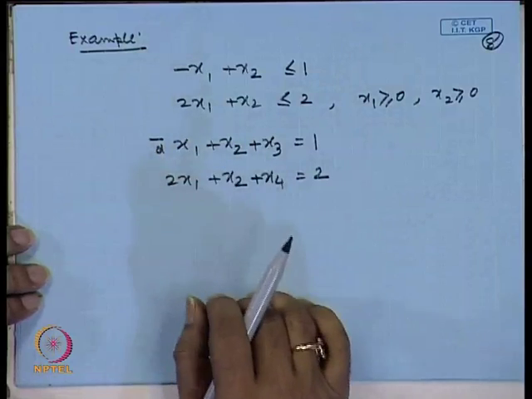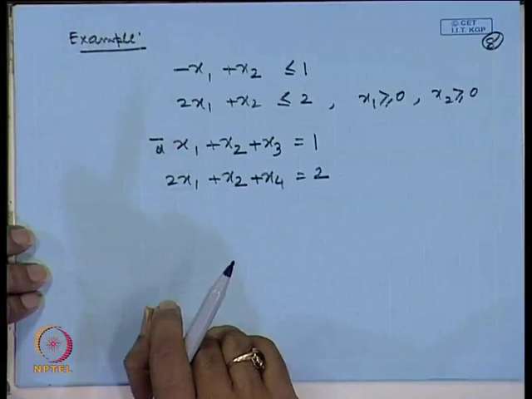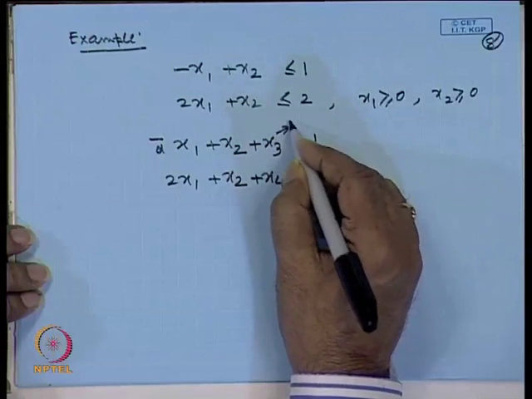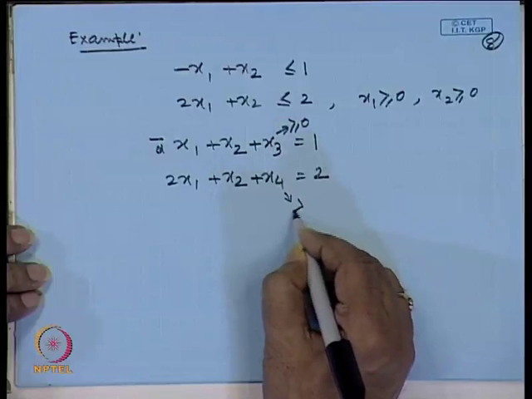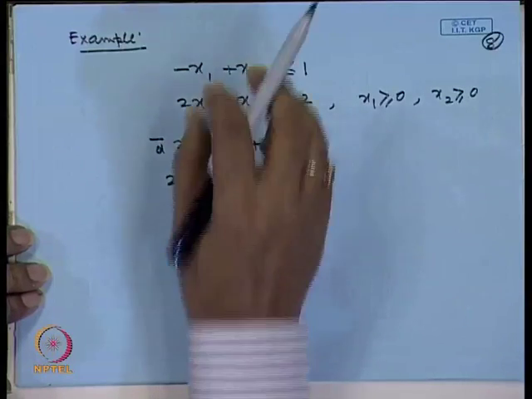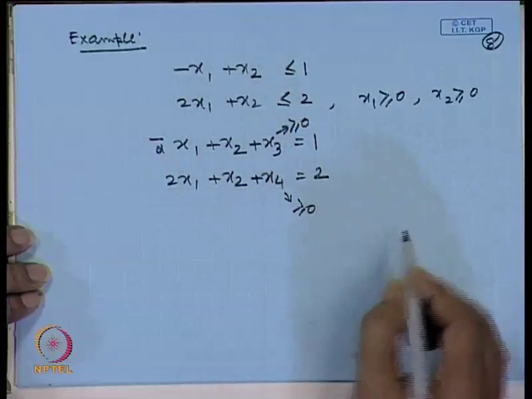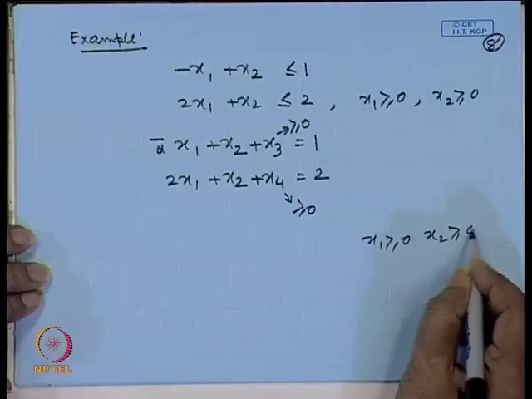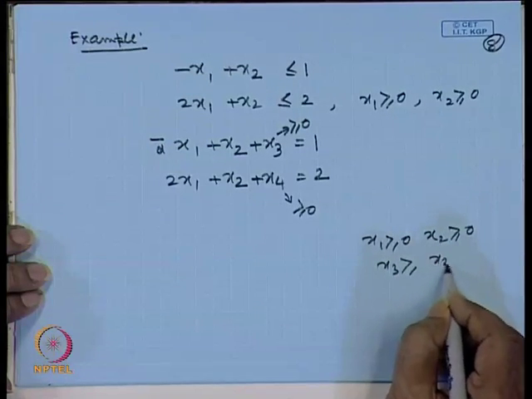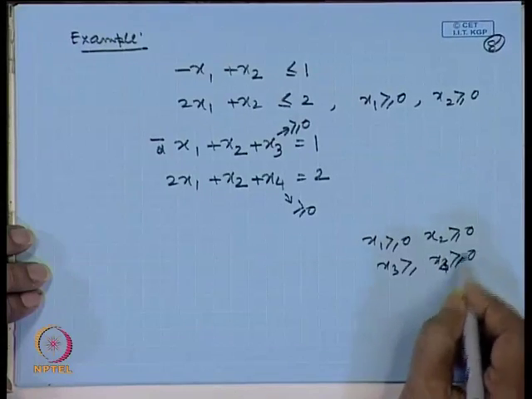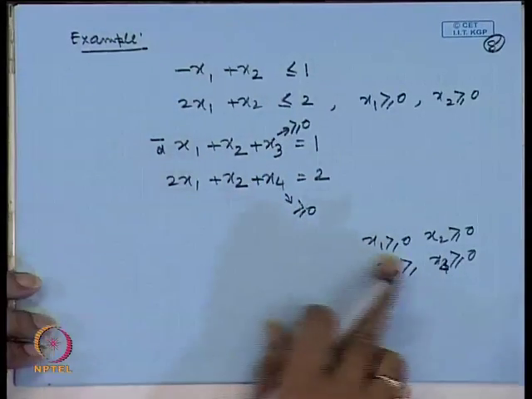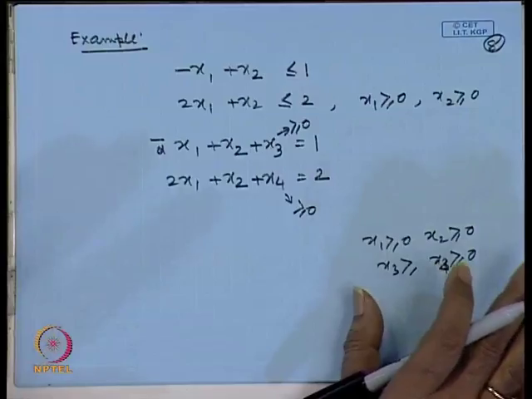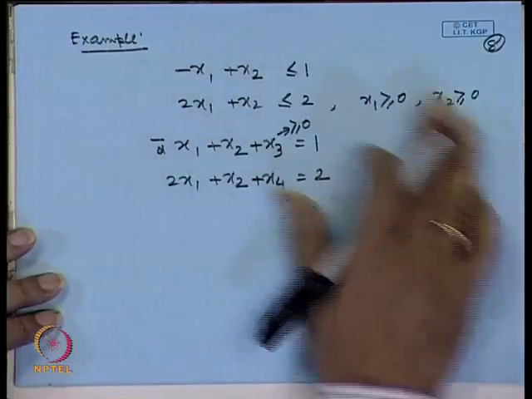Now, you solve this equation. And there is no restriction on x3 except that x3 is greater than or equal to 0 and x4 is greater than or equal to 0, because I am adding some positive quantity. So, in turn all variables are greater than or equal to 0. If any one of these conditions is violated, then it is not a feasible solution and it does not satisfy these constraints.